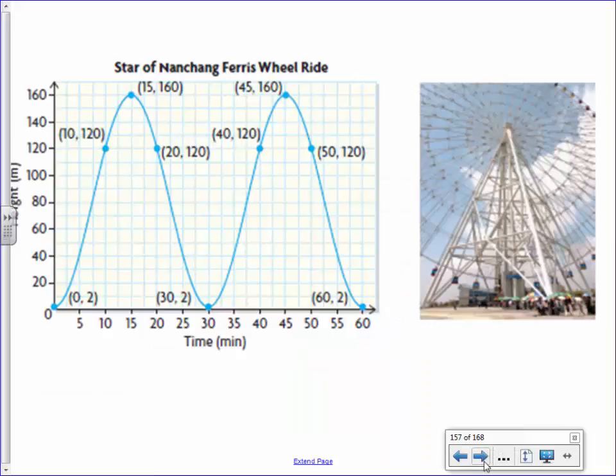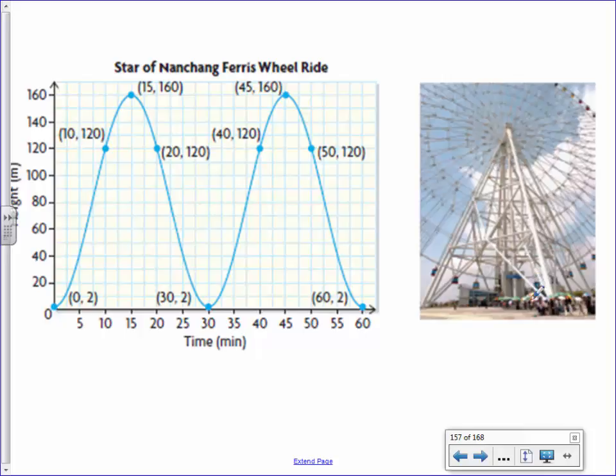Here's an example. This is a Ferris wheel. A Ferris wheel would actually fit sinusoidal data. Imagine that this is you. You would start on the ground, and then you would get to the very top of the Ferris wheel, and then you'd come back down. And then you'd ride to the top of the Ferris wheel again, and then you'd come back down. Does that make sense?